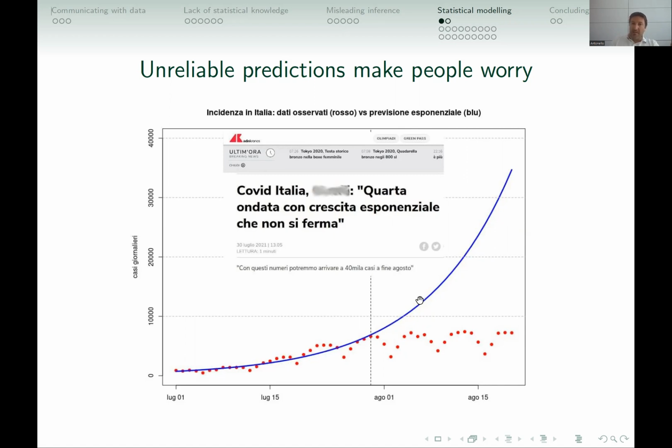Well, here it seems that for a while the distribution was exponential, but as you see, the peak of the fourth wave was the 1st of August. We entered the peak phase at the beginning of August. So this prediction was completely wrong.